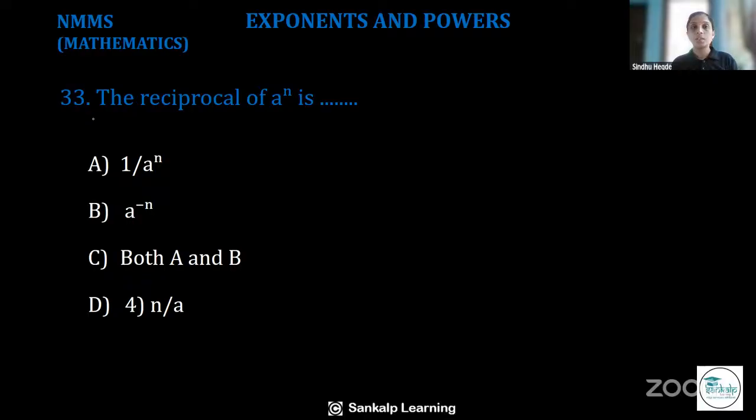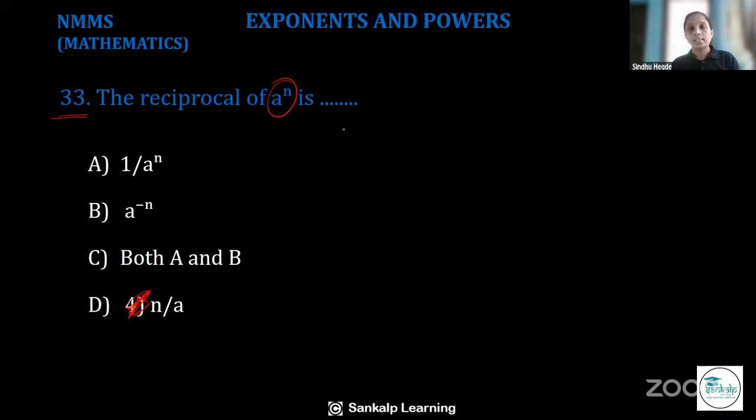Let us see question number 33 of the chapter Exponents and Powers. The reciprocal of a raised to n is dash. Option A 1 by a raised to n. Option B a raised to minus n. Option C both A and B. Option D n by a.